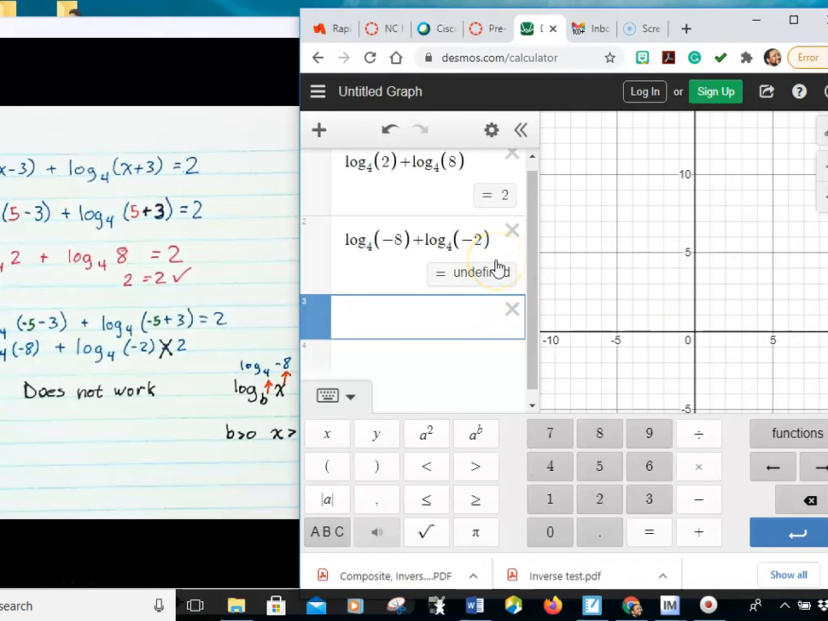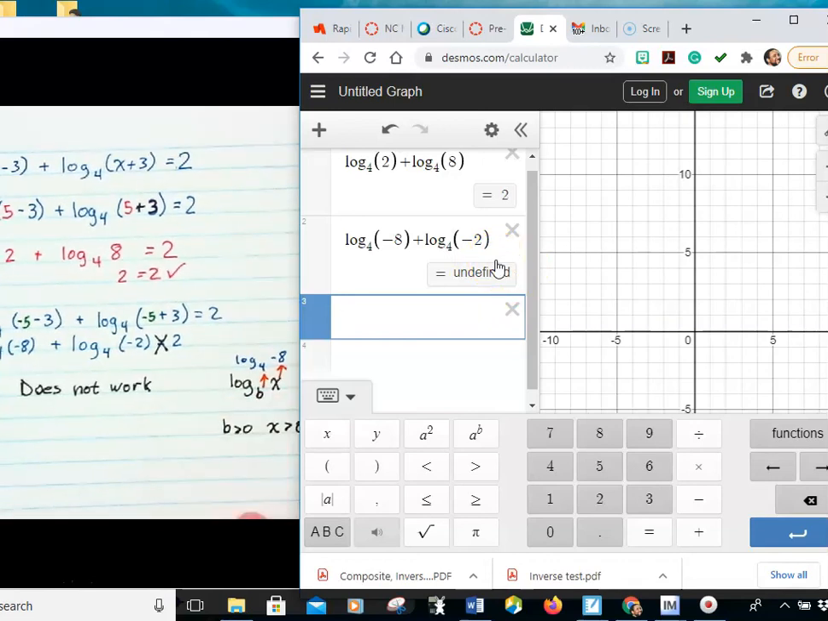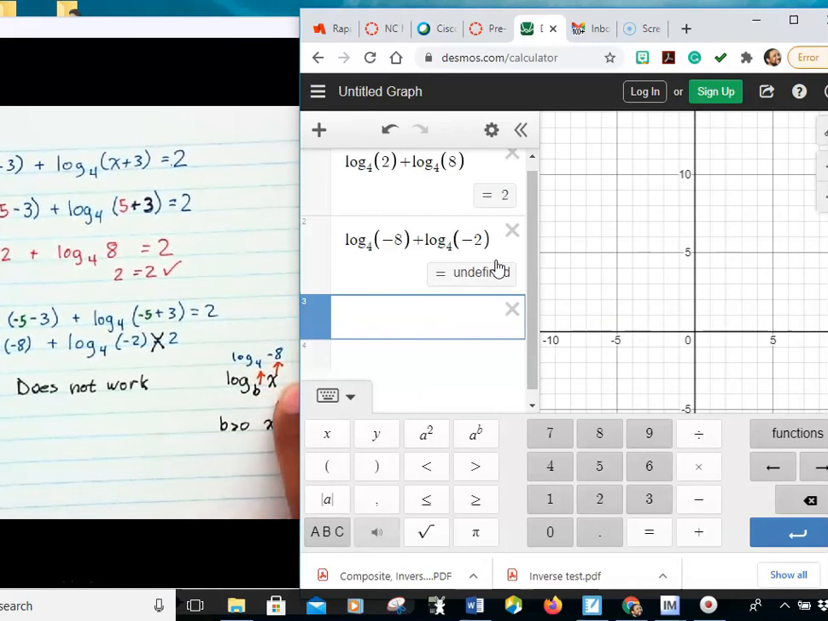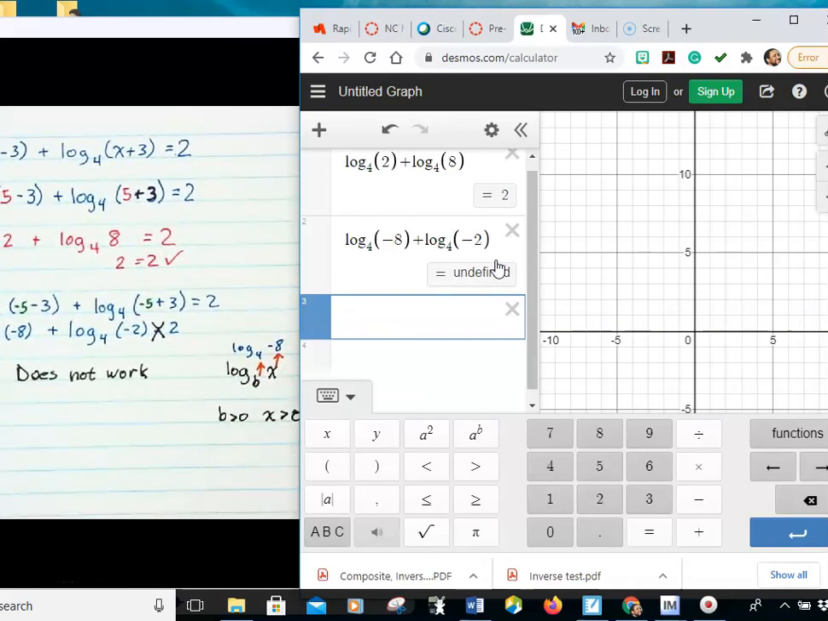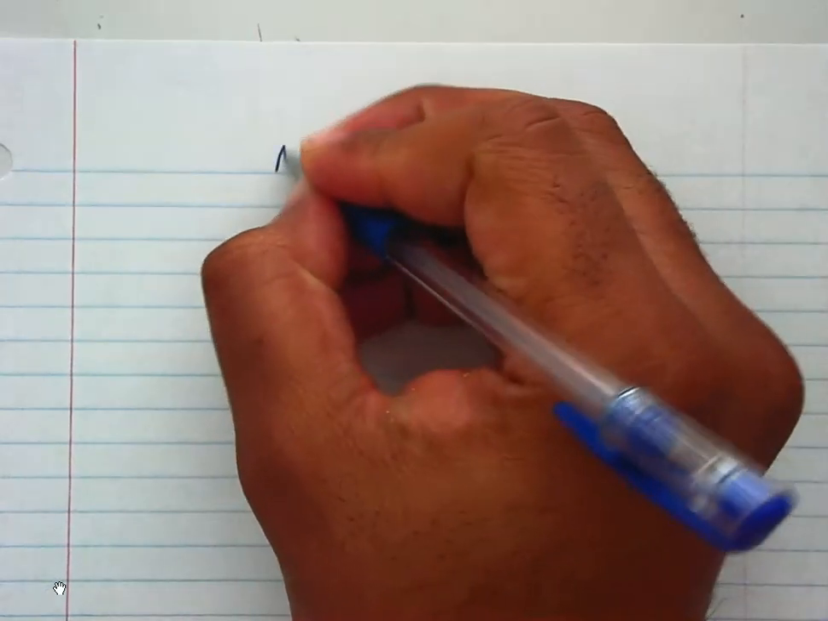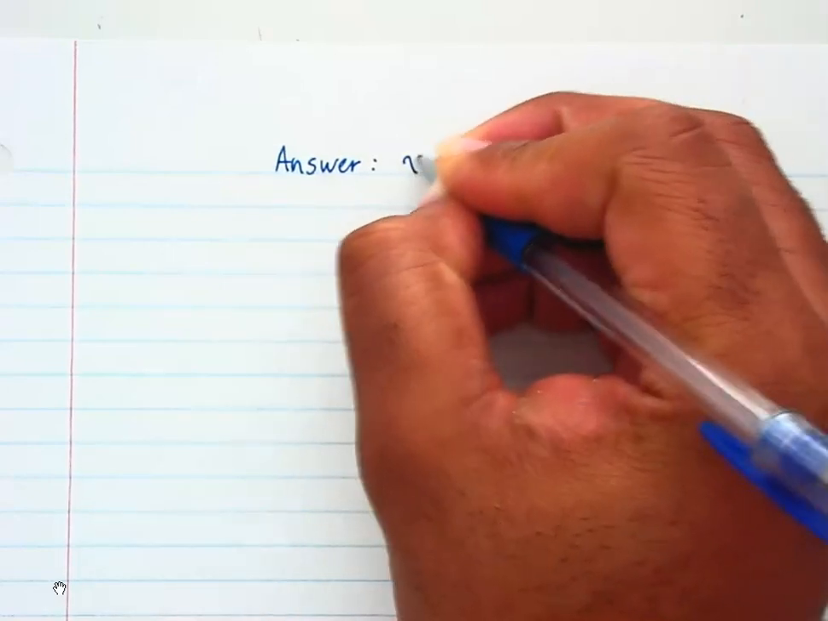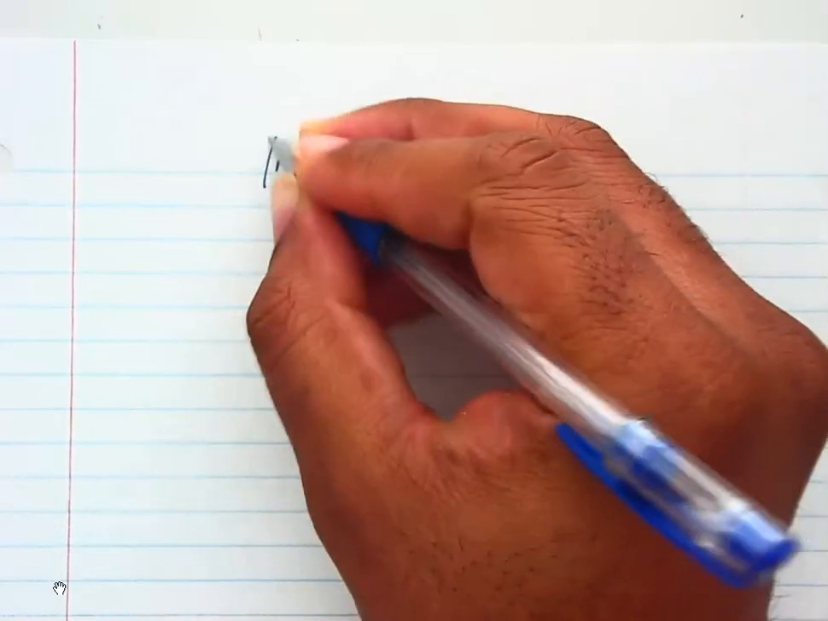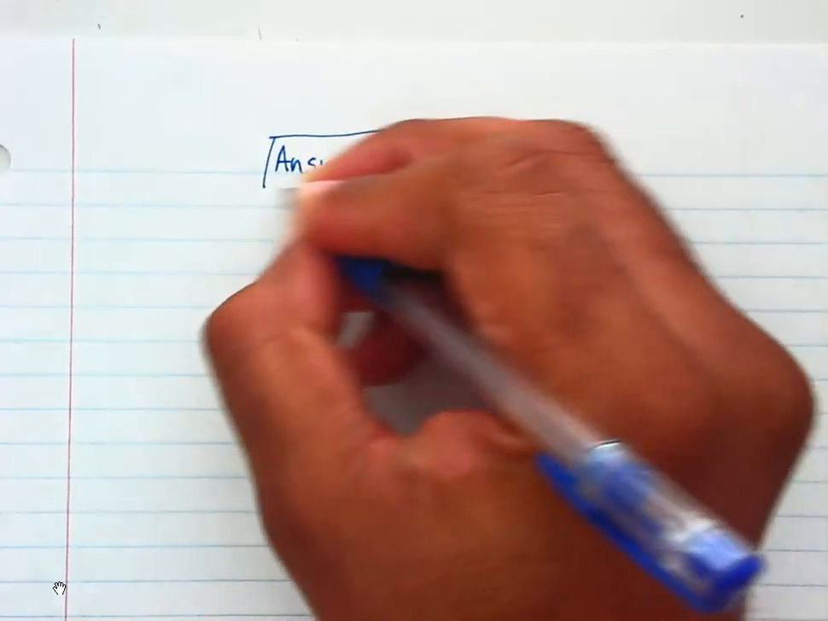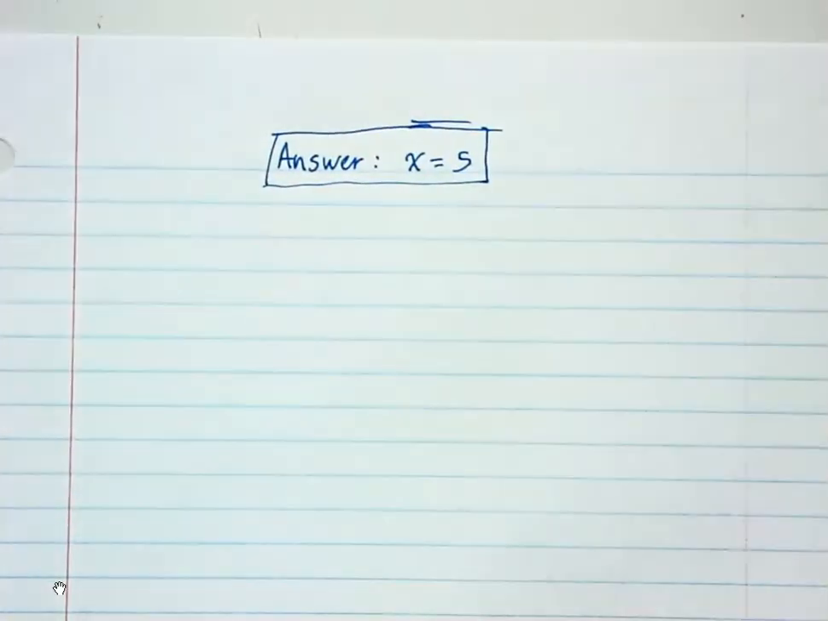Oh gosh. If it's undefined, it means it doesn't work. So therefore, just like we just said here on the notes, because x is not bigger than 0, it's not a positive number, that means it doesn't work. So there we go, guys. That's it. All right, so your final answer will be x equals 5. And that's it. Booyah, booyah. We got that. All right.